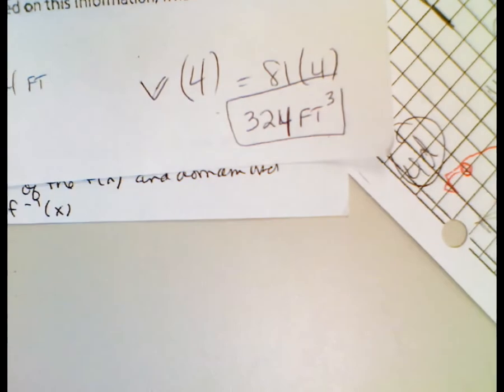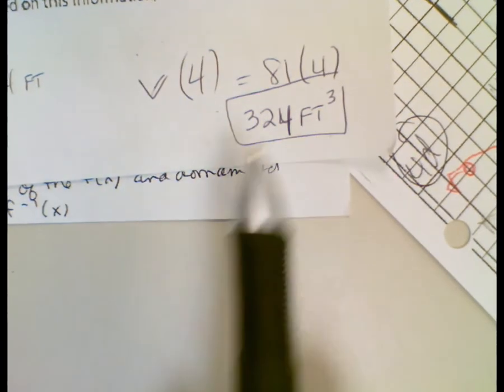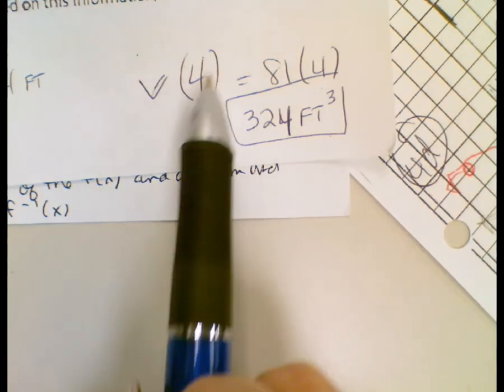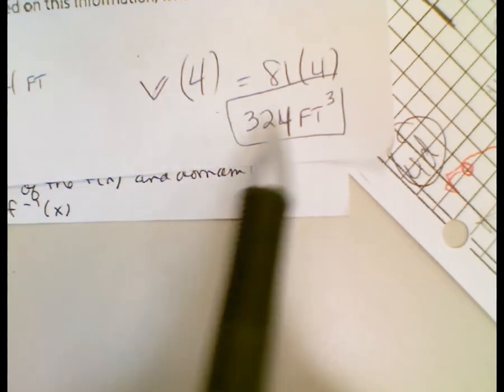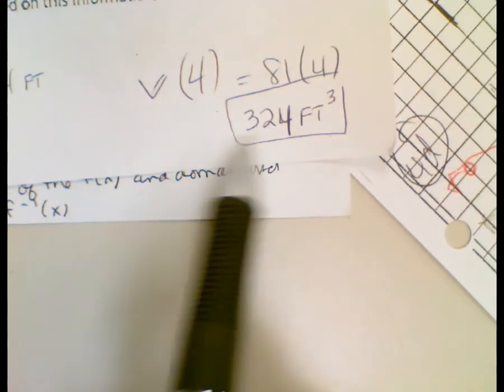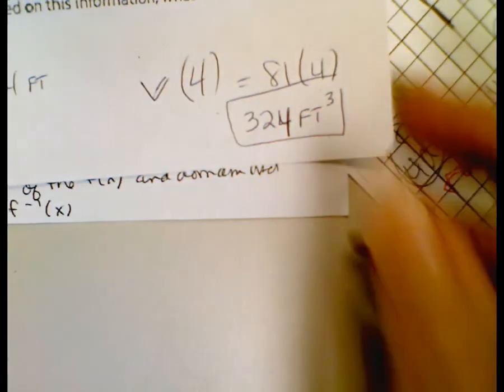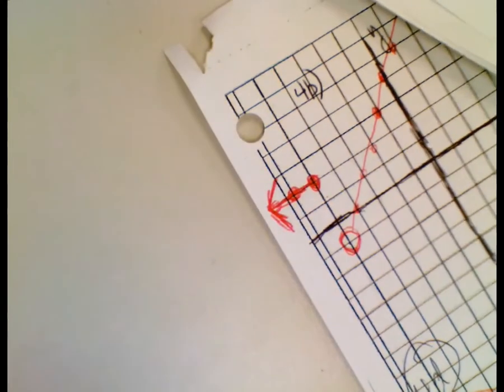So you have 324 feet cubed is the greatest volume you can have. That's your range. So the height, your water is never going to go more than 4 feet. So if your water can only go 4 feet, the swimming pool can hold 324 cubic feet of water. Okay? I know it's a hard problem. You're not really going to have one like that on the test. I wanted you to try it.